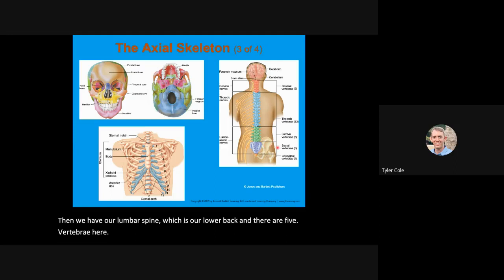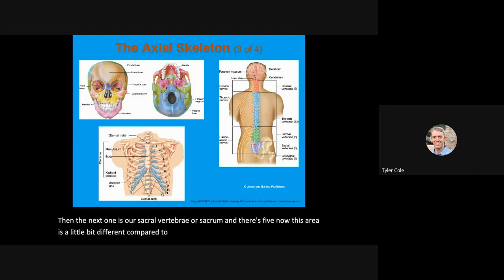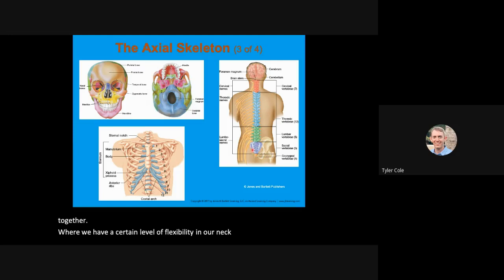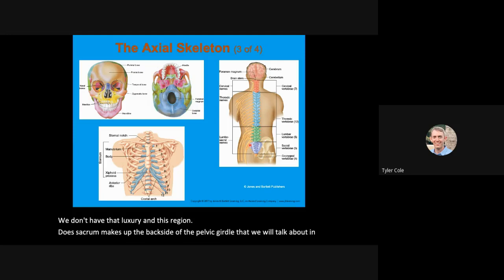Then the next one is our sacral vertebrae, or sacrum, and there's 5. Now, this area is a little bit different compared to the first 3. All of these bones are fused together, where we have a certain level of flexibility in our neck, upper and lower back. We don't have that luxury in this region. The sacrum makes up the backside of the pelvic girdle that we will talk about in more detail.